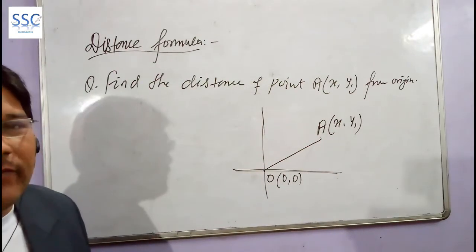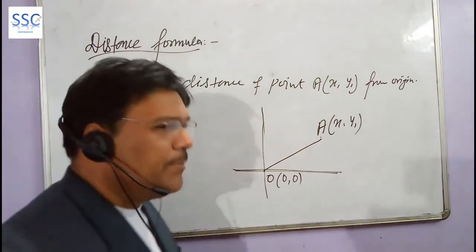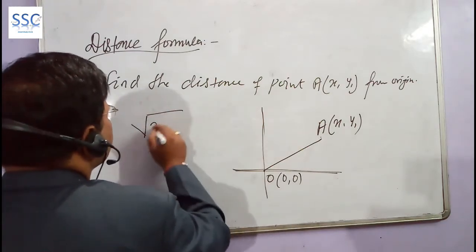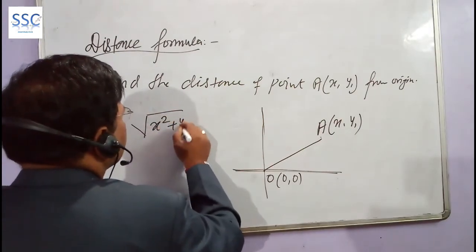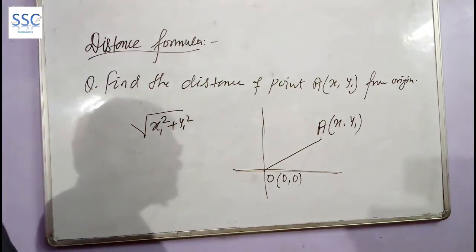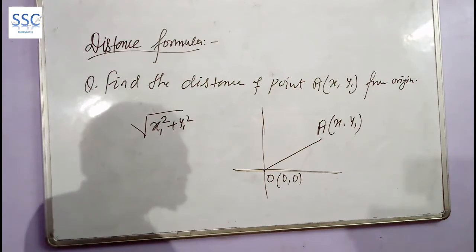Without using any other formula, if you want to find the distance of a point from the origin, we have only square root of x square plus y square. If it is (x1, y1), it is square root of x1 square plus y1 square.